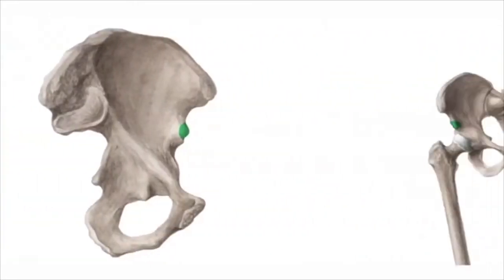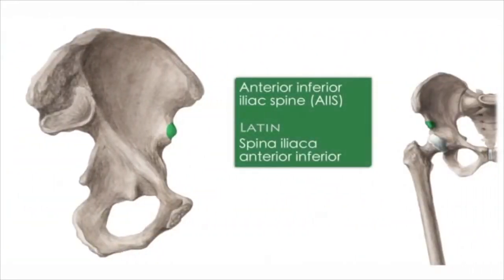The other spine is known as the anterior inferior iliac spine, and this is a bony process at the anterior margin of the ilium. Now this serves as the origin point for the rectus femoris muscle.